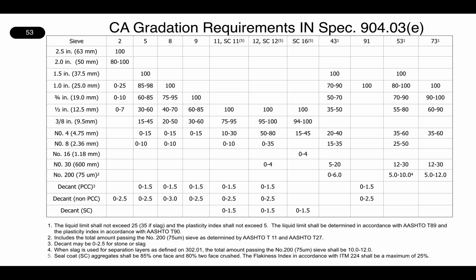For instance, on SC products, the footnote number 5, so it should be 85% one-faced and 80% two-faced crushed. And then there's flakiness requirements found in ITM 224. So, take a look at those as well, because sometimes you could find information in those footnotes.